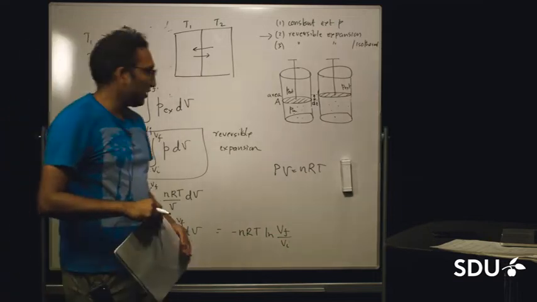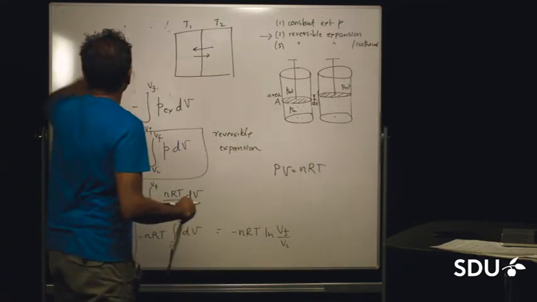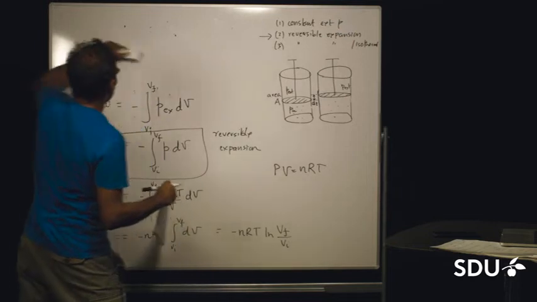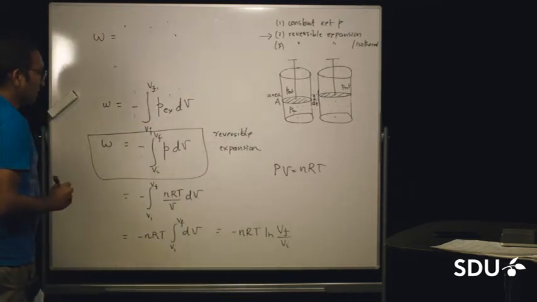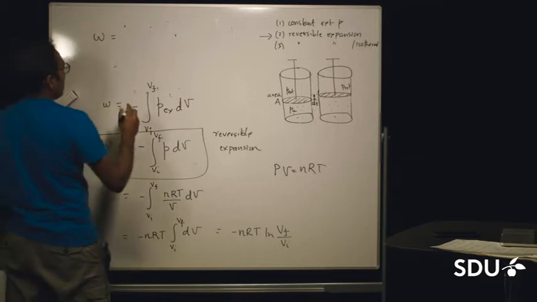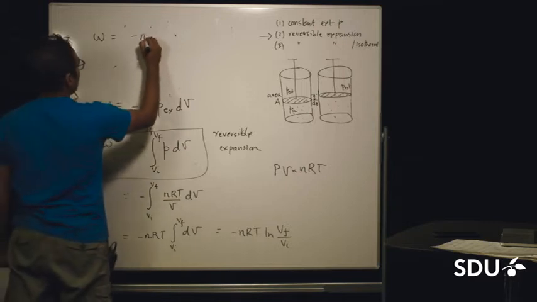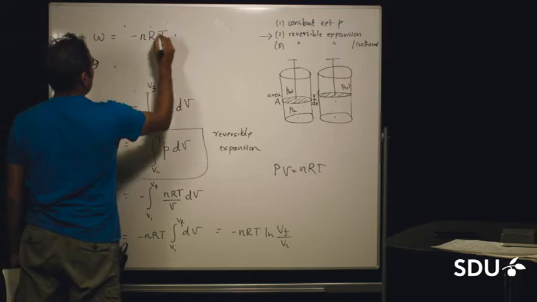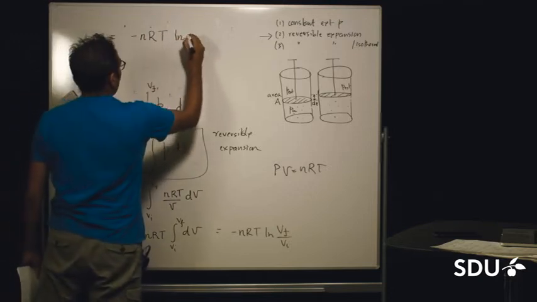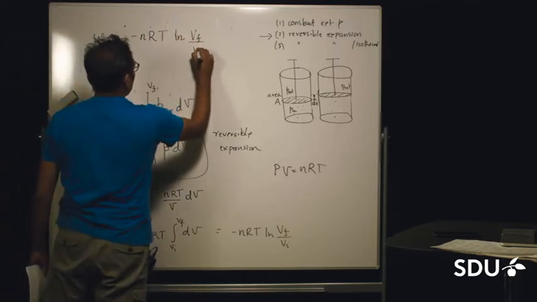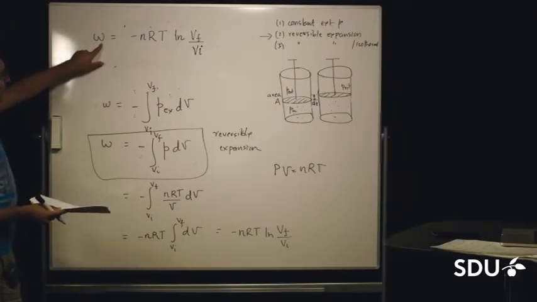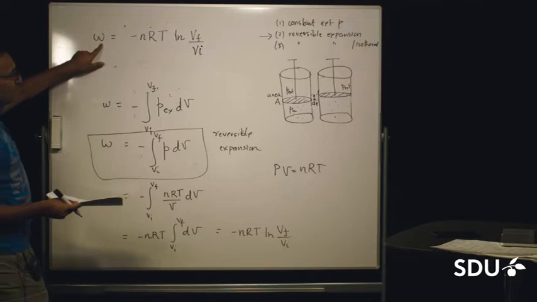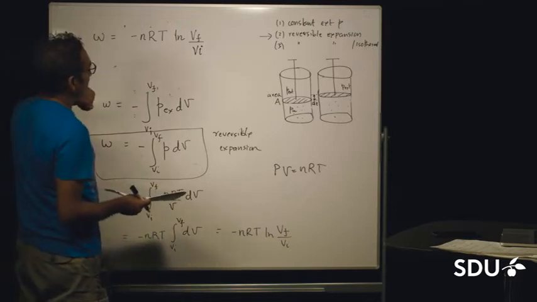So let me write this entire equation on the top. The work done by an expanding gas in a reversible isothermal expansion is equal to minus the number of moles, the gas constant, temperature, log of the final volume divided by the initial volume. Okay, so this is the amount of expansion work done by a gas under a reversible isothermal expansion.